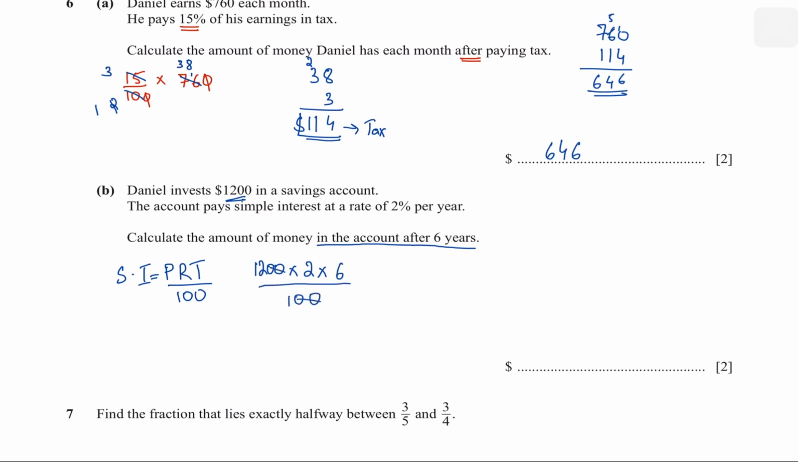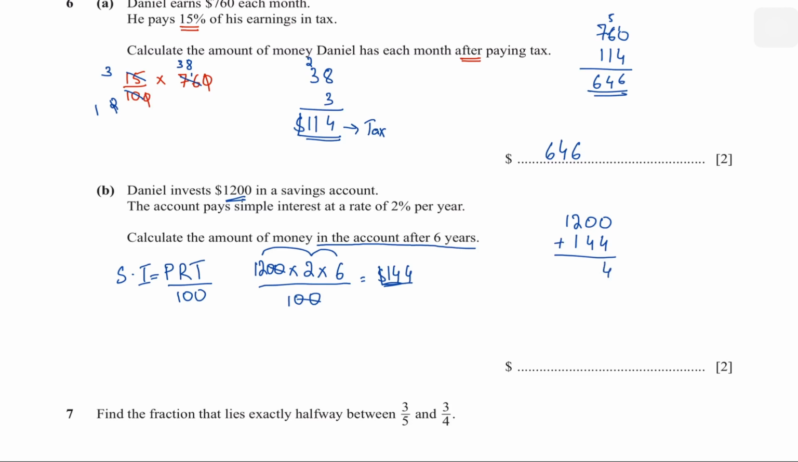So the two zeros get cancelled out right away, and then we have 6 times 2, which is 12, and then 12 times 12 is going to be $144. So the $144 is the simple interest that is earned. Now bear in mind the principal amount is there, so 1200 plus 144 is going to be the total amount in the account after 6 years.